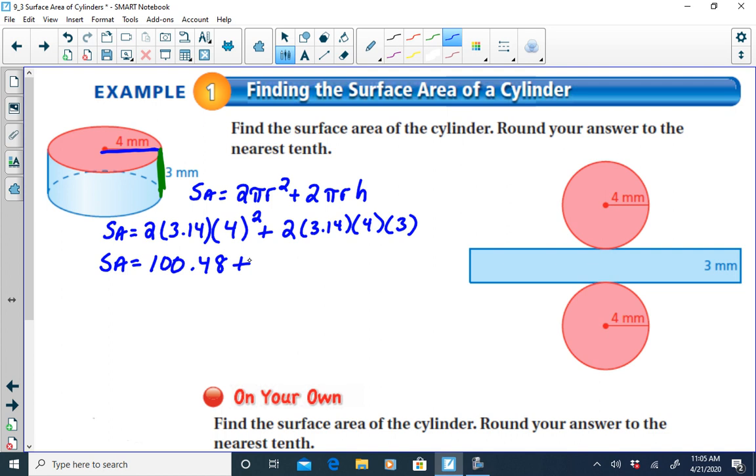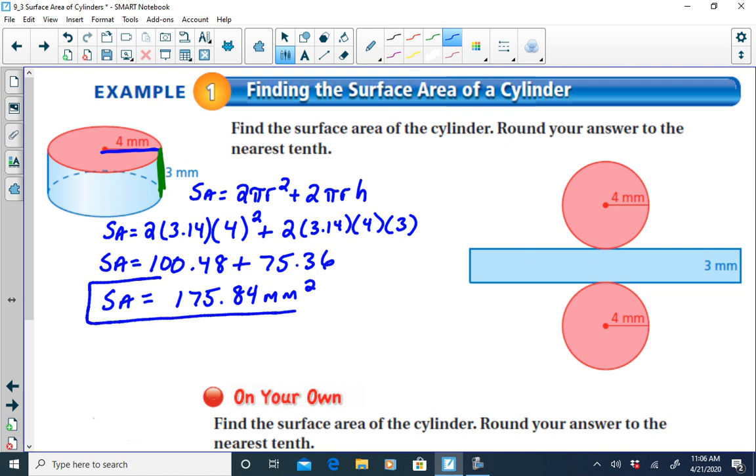100.48 plus, here we could just multiply 2 times 3.14 times 4 times 3, and that's going to give you 75.36. To find the surface area, we want to add those two numbers together. That's going to give us 175.84, and your units, of course, are going to be square units. So in this case, it's going to be square millimeters.